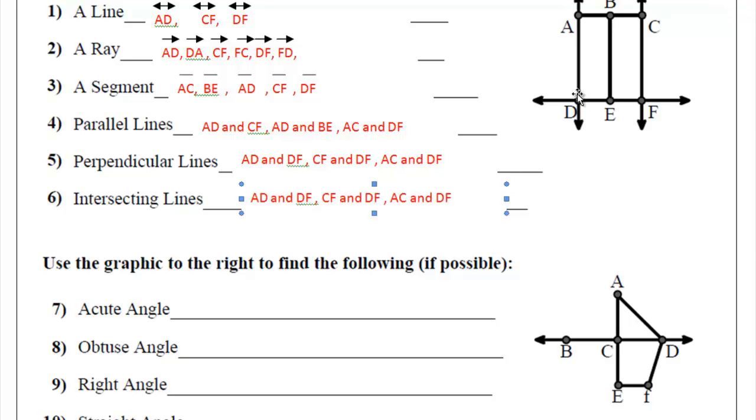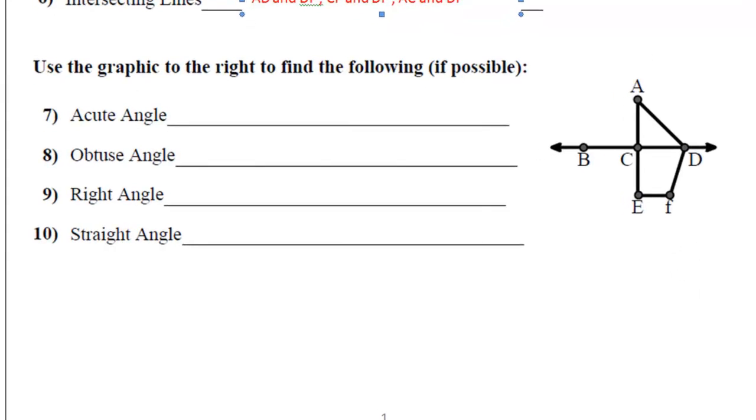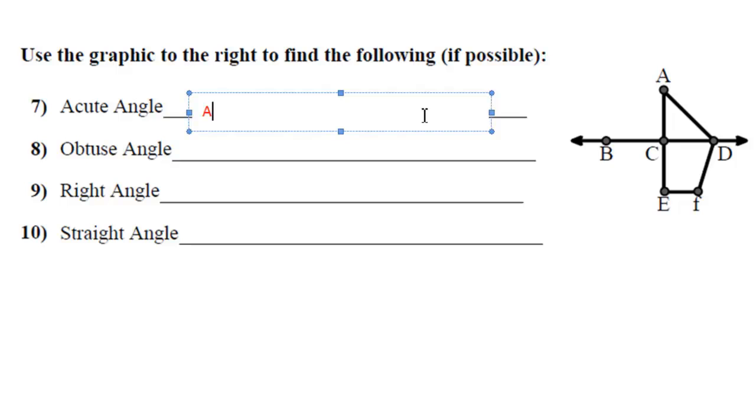Now, let's go to our second question. I want to know here the kind of angle in the figure. I need an acute angle. What's an acute angle? It's an angle smaller than 90. Like what? Like ADC, right? Like DFE, like FDC. So these three are acute angles. So we have ADC.